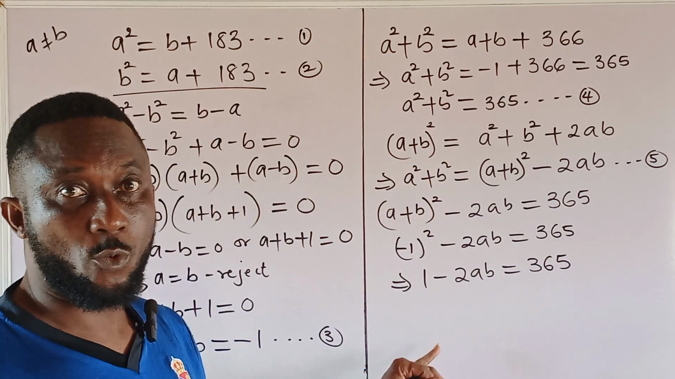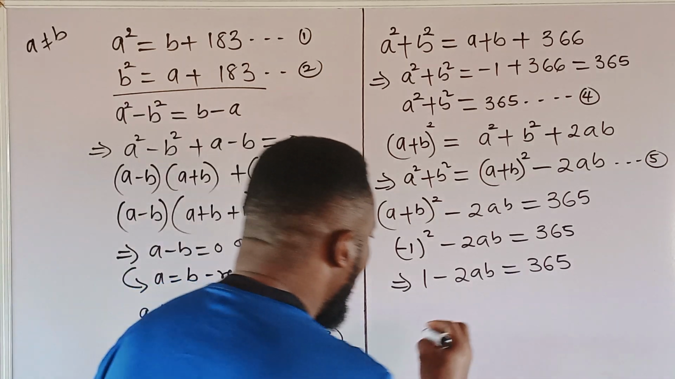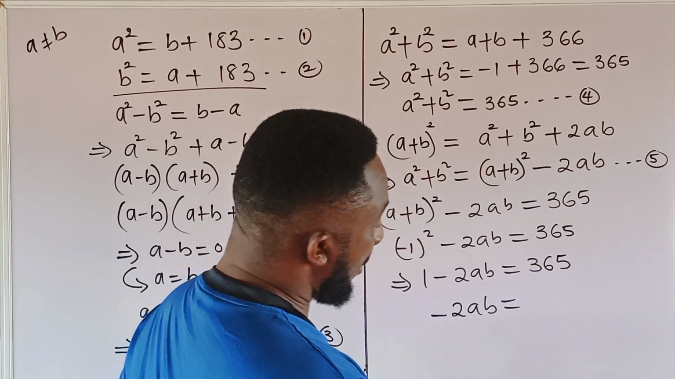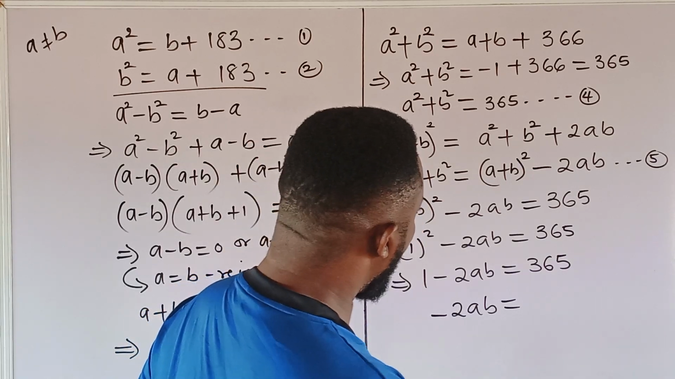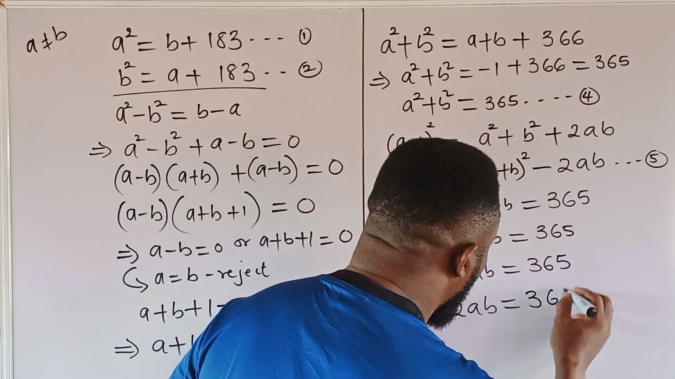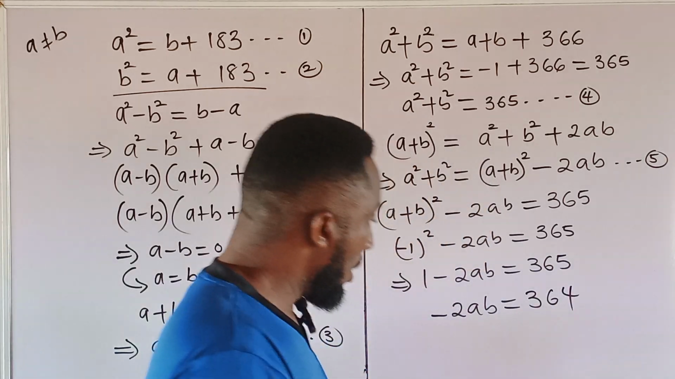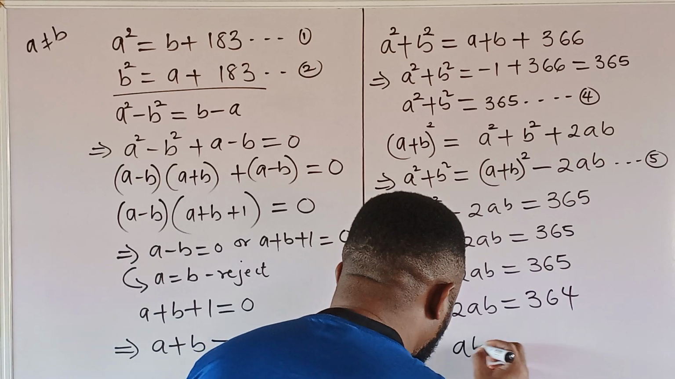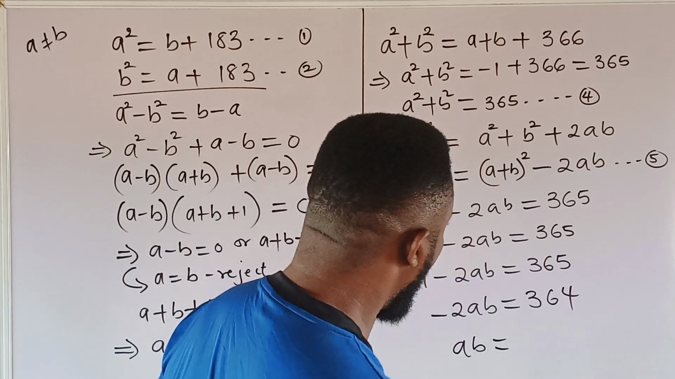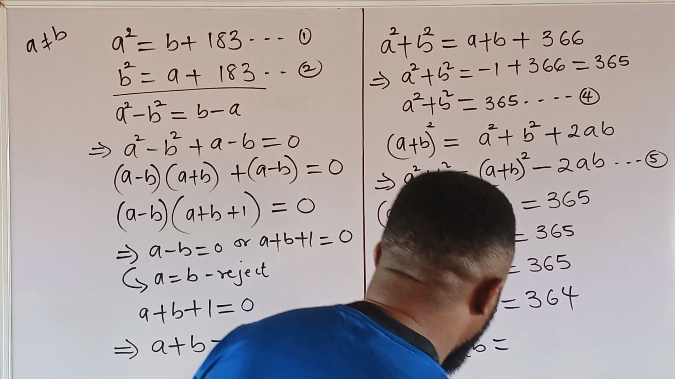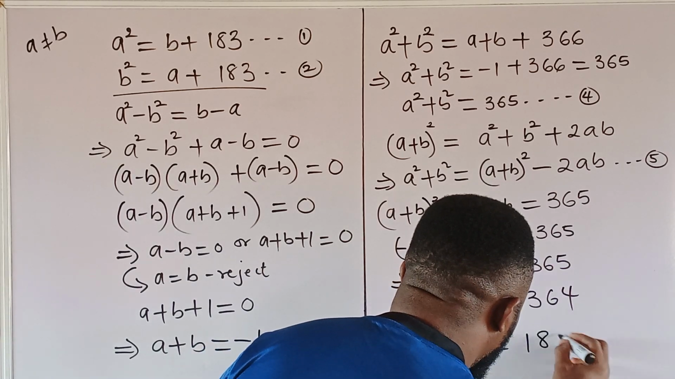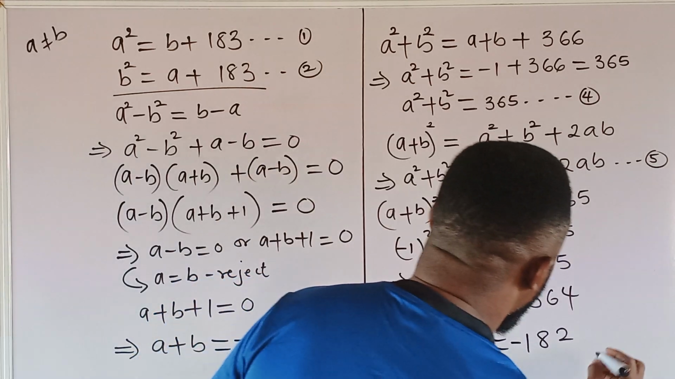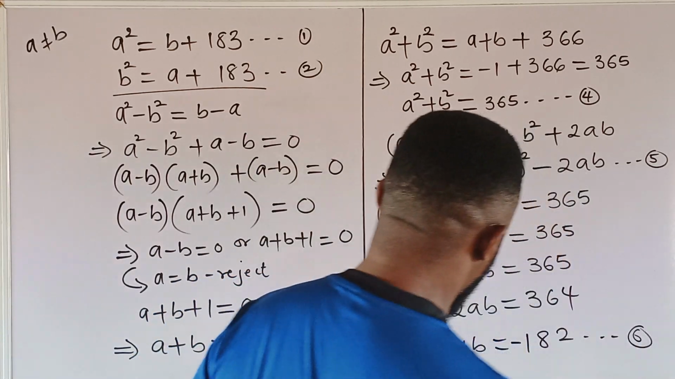So if I subtract 1 from both sides, I'll have negative 2AB equal to, if I remove 1 from 365, I will get 364. Now, if I divide both sides by negative 2, I'll then have AB equal to 364 divided by 2. That will give us 182, and that's going to be negative. So I shall call this equation 6.